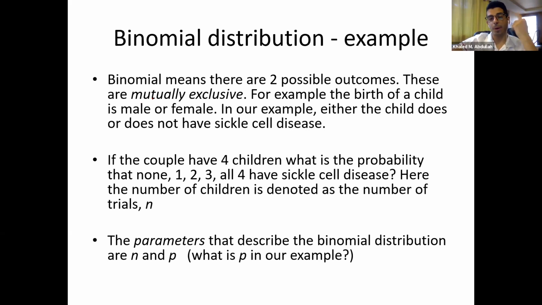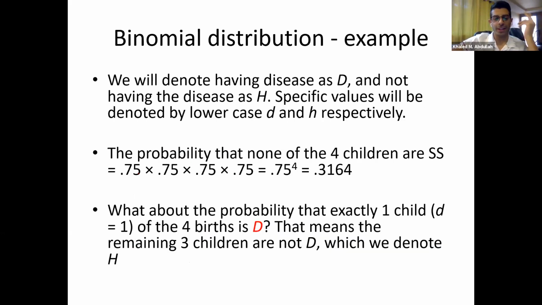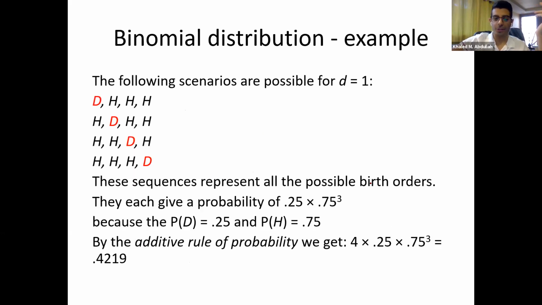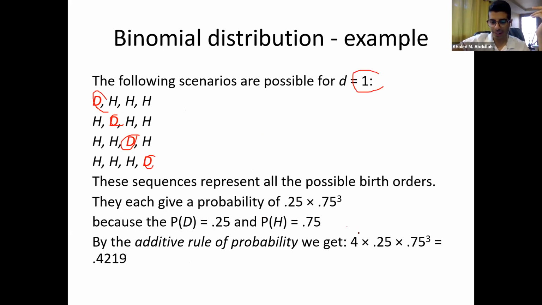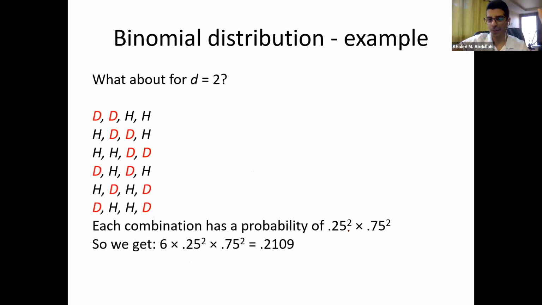So that's how you find the probabilities. If a couple have 4 children, what's the chance that none of them have this? The parameters describe this. What's p in this example? It's the probability. What's n in this example? It's the number of children. We talked about this. So here he's describing how you find the probability. But hold on, if one is diseased, then it could be the first one, the second one, the third one, the fourth one, which is why you need to multiply by 4. So this is everything that we talked about.